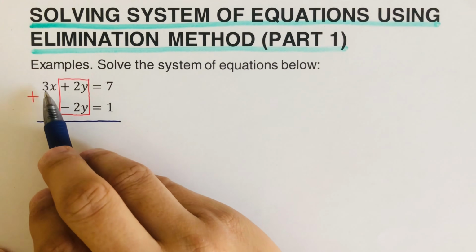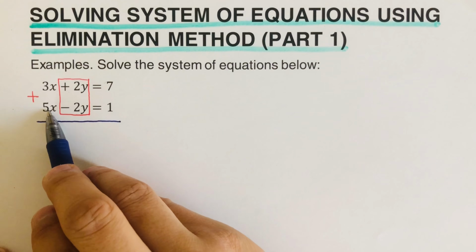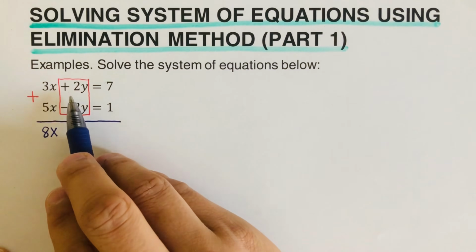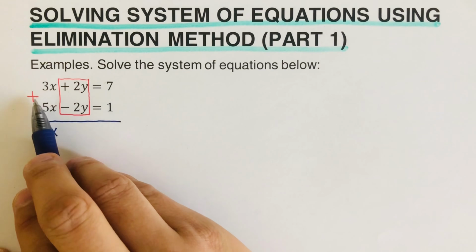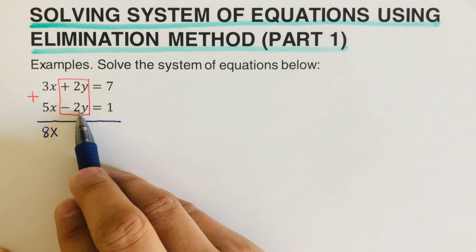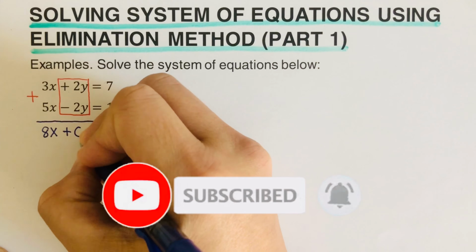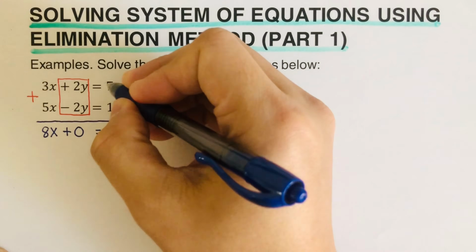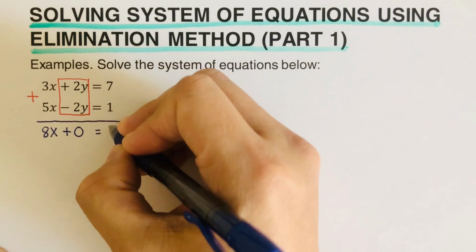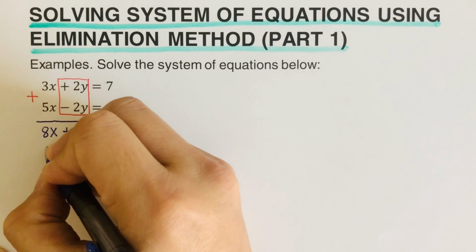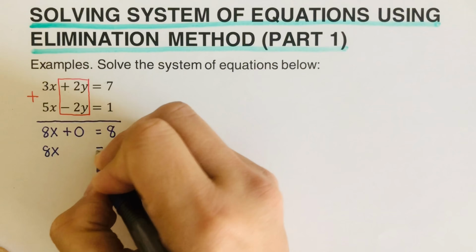So in this case right here, we have 3x plus 5x would be 8x. And then we have positive 2y plus negative 2y is 0. So we can go ahead and add 0 here, which doesn't really matter. And that is equal to 7 plus 1 is 8. So then we don't have to write the 0 there. So that is 8x is equal to 8.